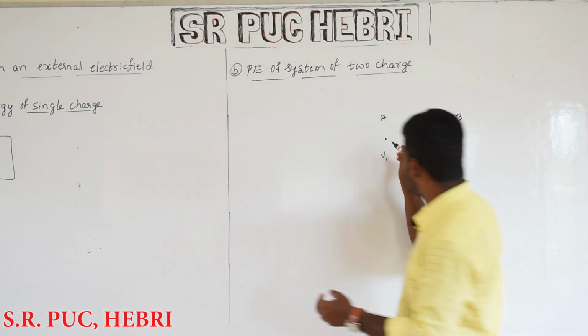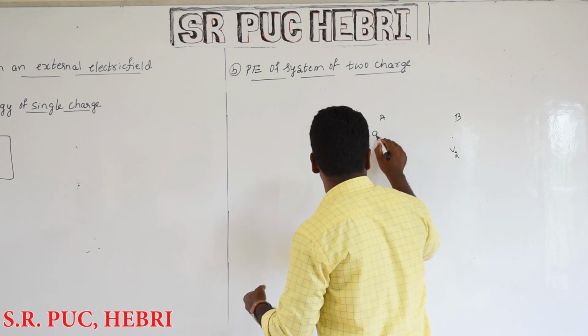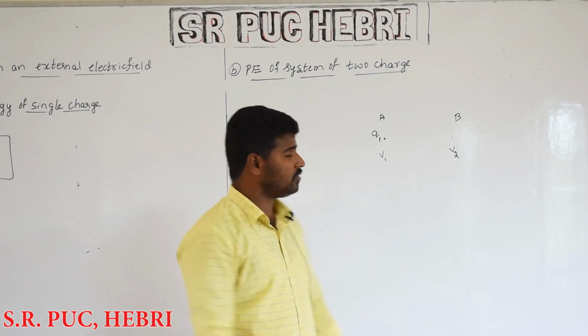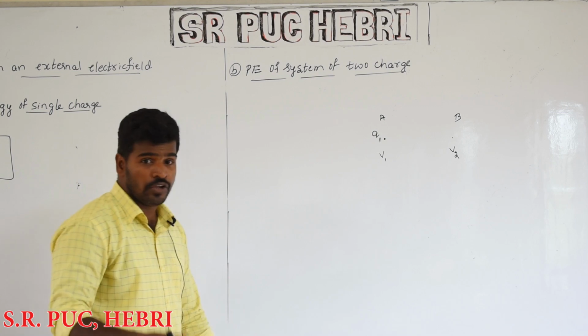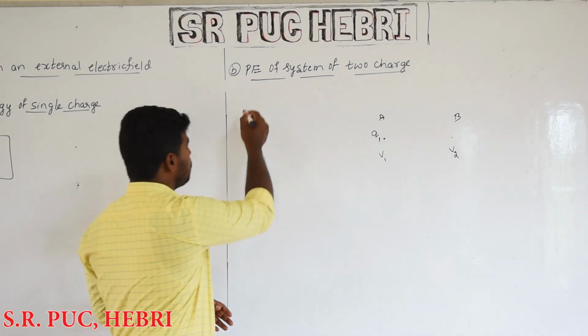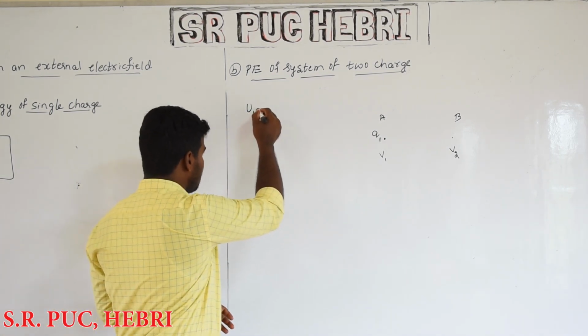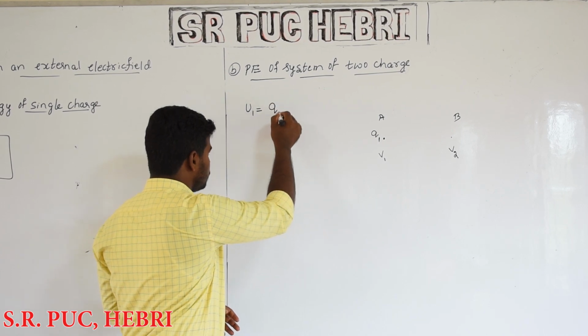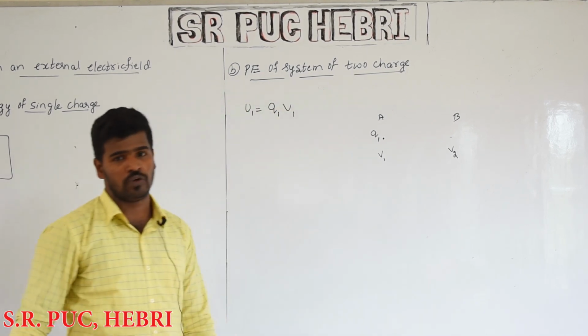Now the charge Q1 is brought from the point infinity to A. Now the charge Q1 possesses an energy. As I earlier discussed, that equation is known as U1 is equal to Q1 V1.